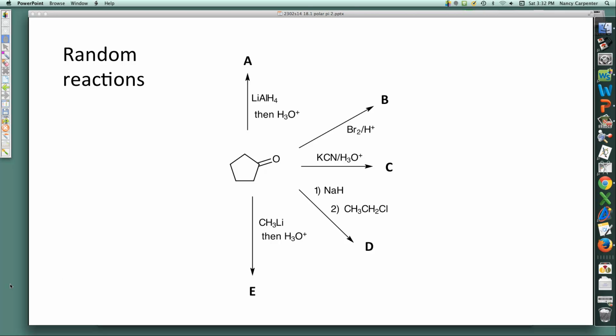Okay, so here's a little practice problem for you. At this stage of the game, at the beginning part of chapter 18, you now know how to go from cyclopentanone to A, B, C, D, and E. All of these random reactions: addition of H-, addition of bromine, KCN now, sodium hydride followed by ethyl chloride, etc. This is a good practice problem for you to work on.